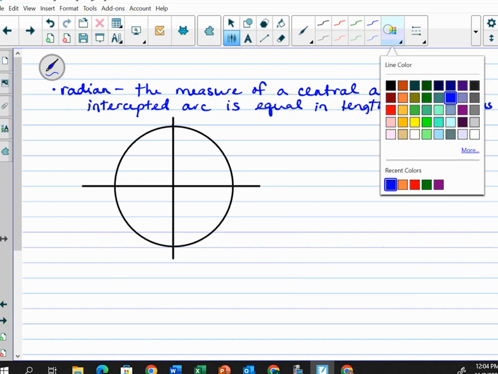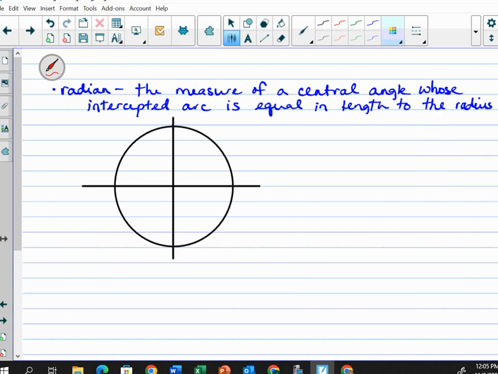Okay, so let's say here's my angle. Do you see the arc that it intercepts? That's the intercepted arc. It's like the arc of the circle that it cuts out. Like it's your piece of pie. It's the crust of your pie.